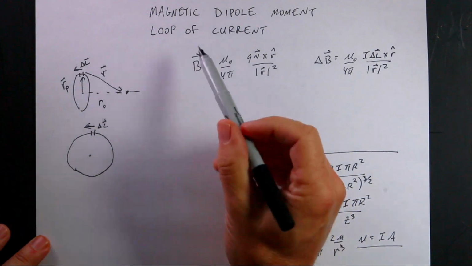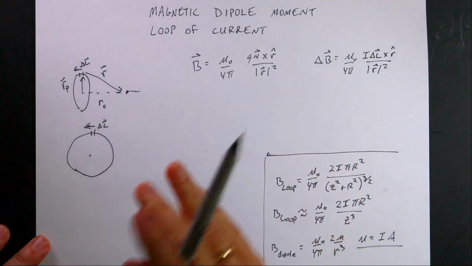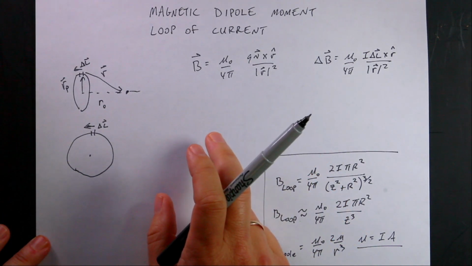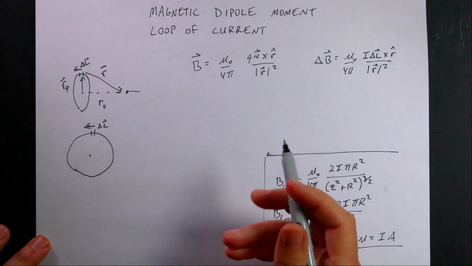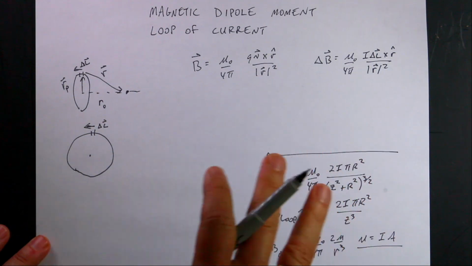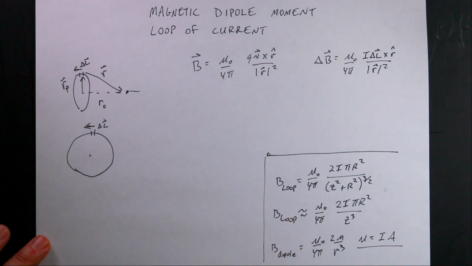Here we go. The magnetic dipole moment of a loop of current. I'll be honest, this one's a little bit tricky. So this is part of my series of Python examples for physics educators to use in their introductory physics courses.